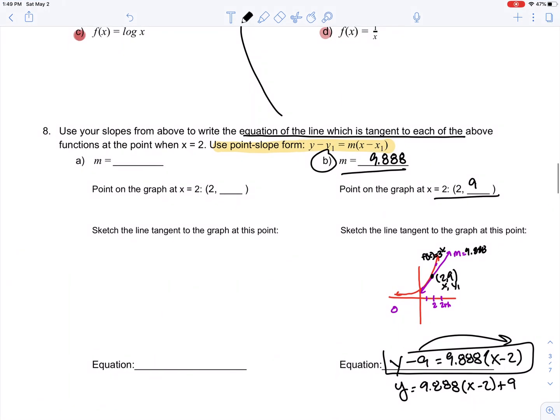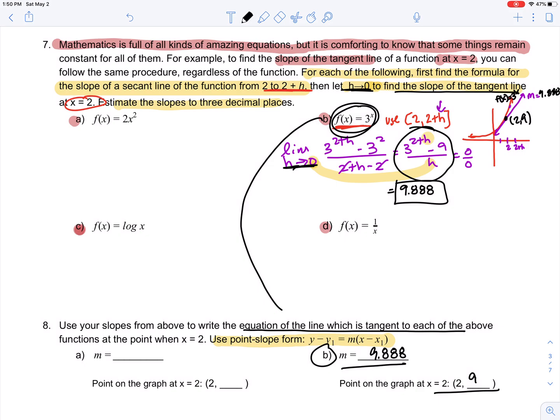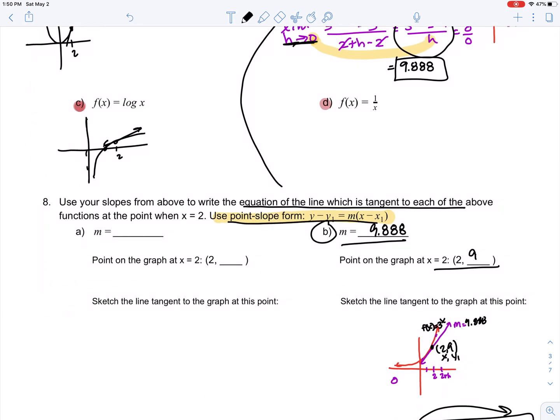You're going to be doing this for the remainder of the problems, following this same procedure, where you use the interval 2 to 2 plus h because you're always looking to find the slope of the tangent line at 2. This time your graph is going to be a quadratic. This is going to be a log graph. If you remember, log graphs went through (1, 0) and were the inverse of the exponential. You're going to find out what the slopes are, and then put it in point slope form to find the equation of your tangent line.